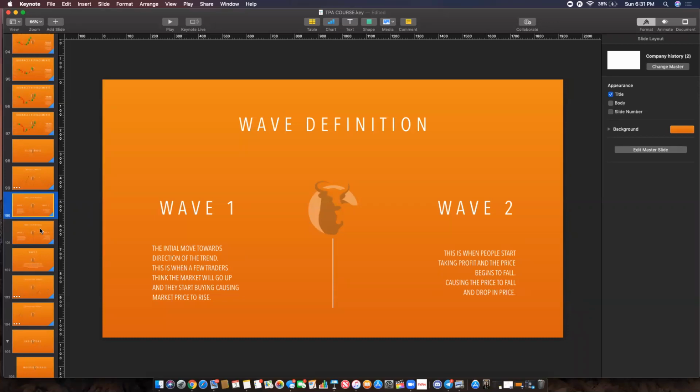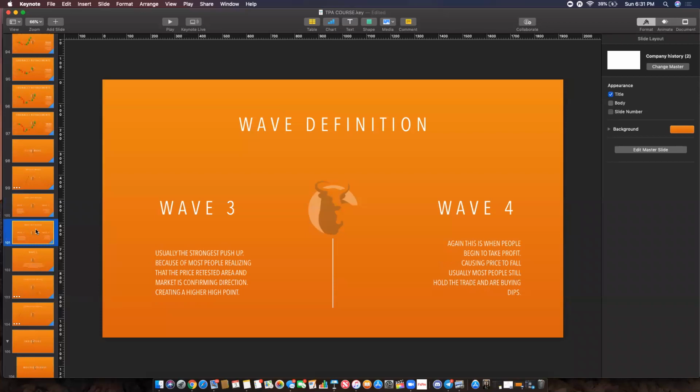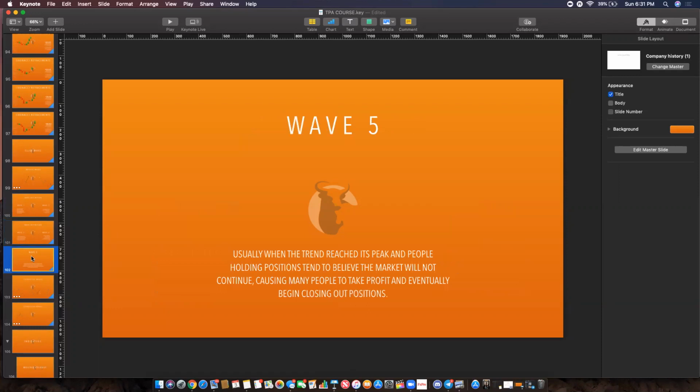Wave one's the correction. Wave two is the correction of wave one, right? Wave three is usually that strongest push. So we're going to see a continuation of price. And wave four is just a retest of that breakout. Wave five is usually when it reaches its peak and people holding their positions tend to believe that the market's not going to continue. And what does that mean? Now we're going to take profit and we're going to start looking for sales, right?